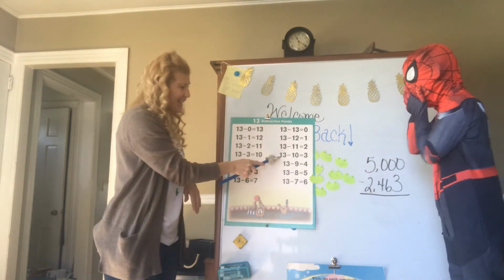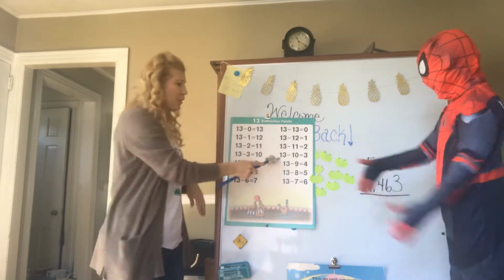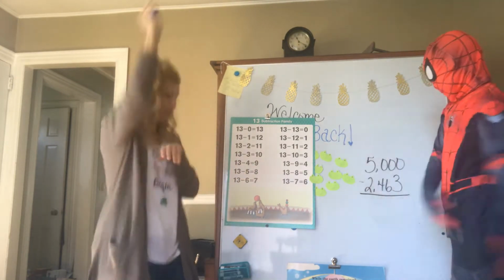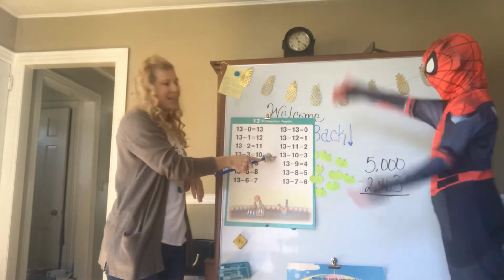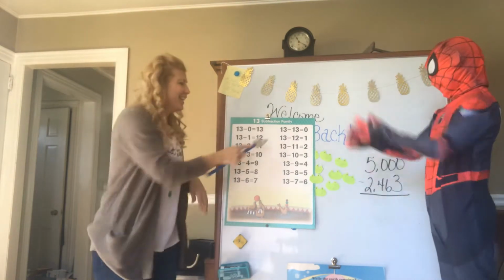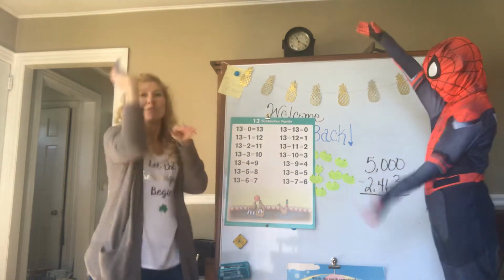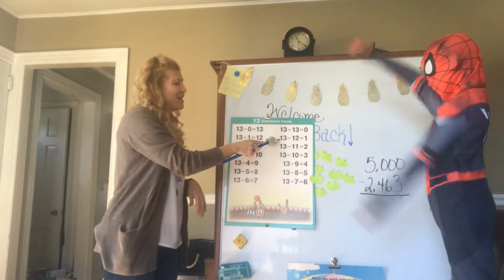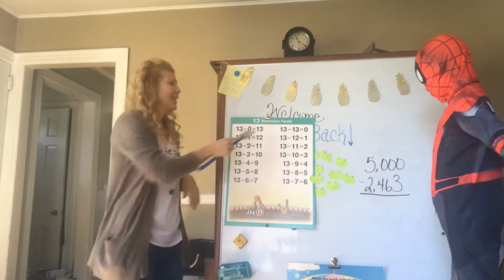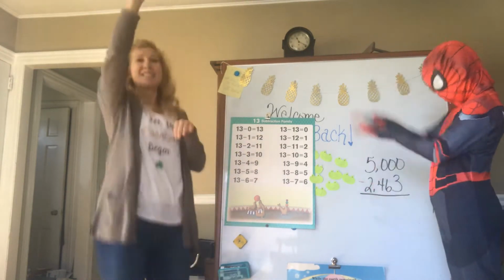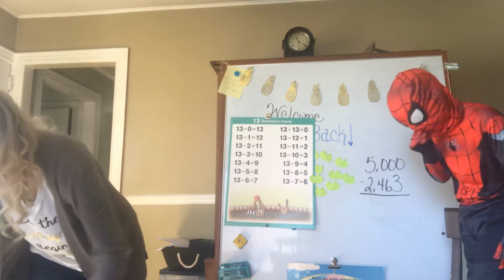13 minus 10 equals 3. Oops, we missed one. 13 minus 9 equals 4. What'd you drop? 13 minus 10 equals 3. 13 minus 11 equals 2. 13 minus 12 equals 1. 13 minus 13 equals 0. Good job.